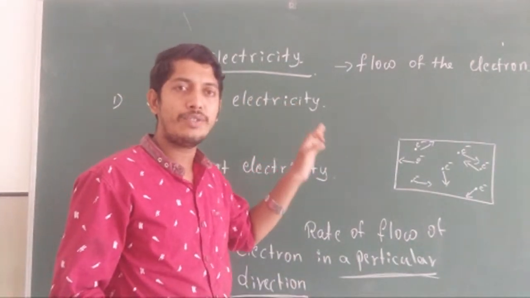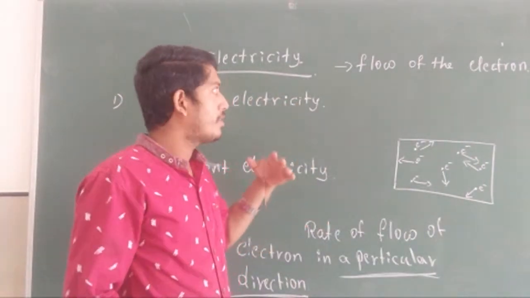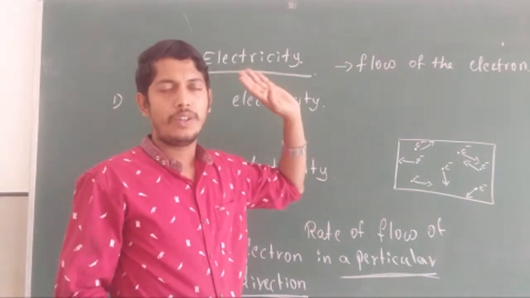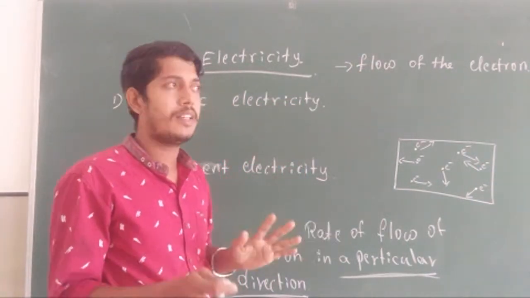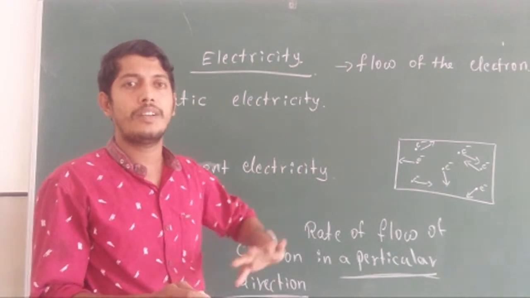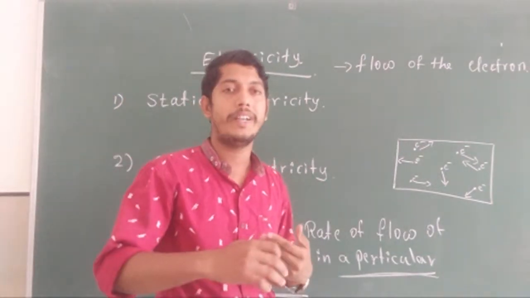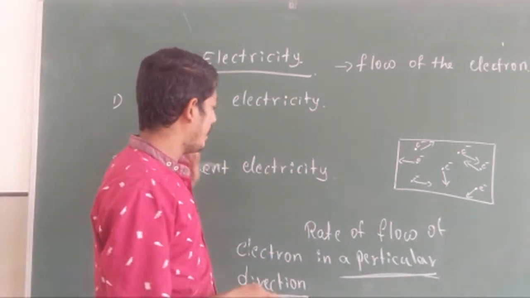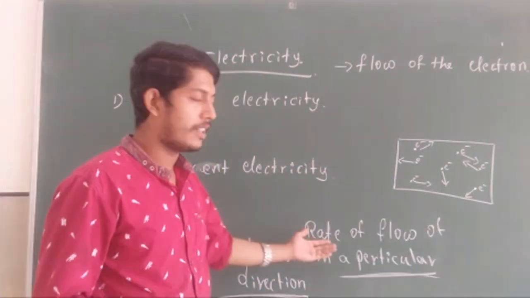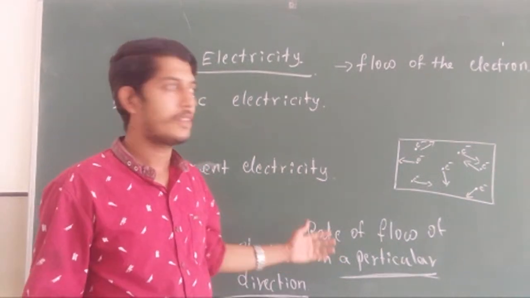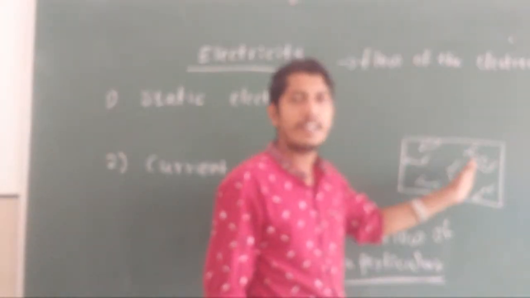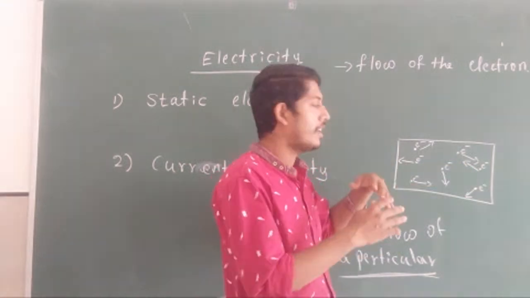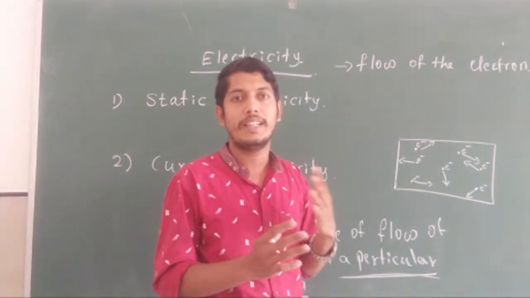And electricity is a branch of physics that studies the flow of the electron. Or directly we can say electricity is a branch of physics which studies the electron, or the movement of the electron, or properties of the electron. And here rate means for a particular time. So in this case they are moving in random directions, and all the charges will get nullified.